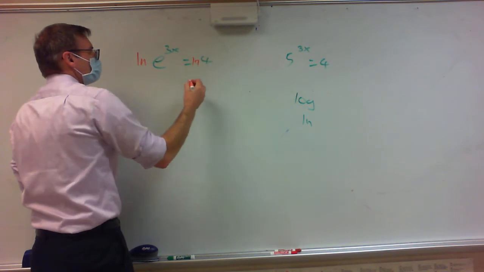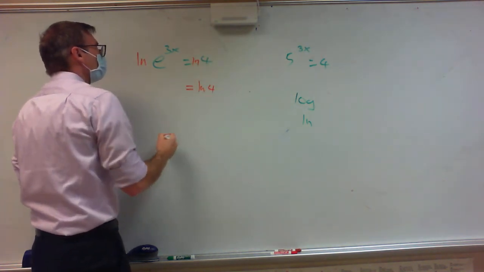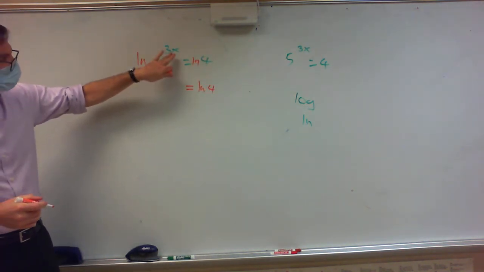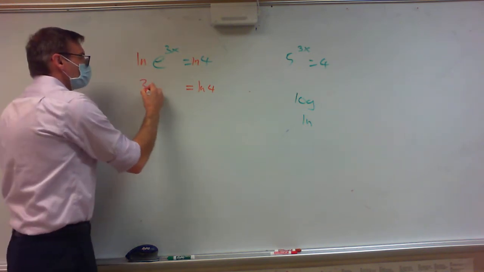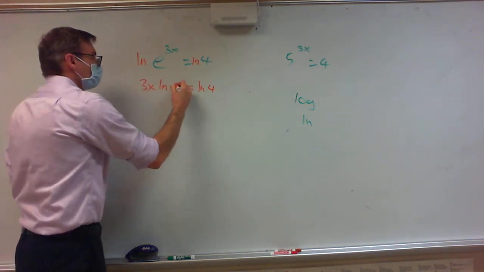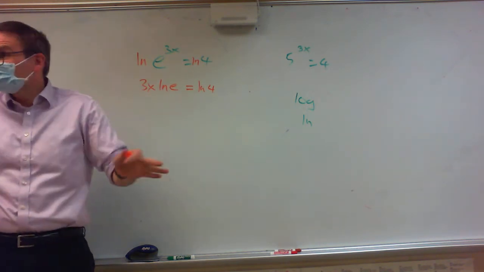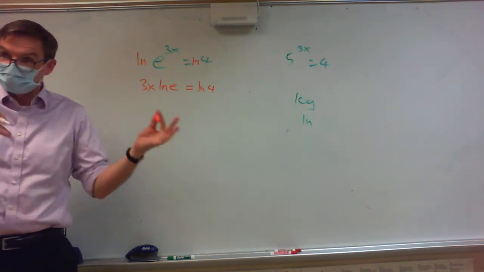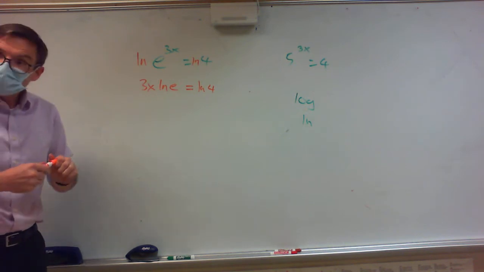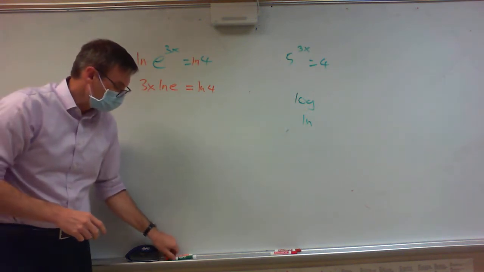So I get natural log of both sides, and I get natural log of 4. And this lets me bring my 3x down in front, so we end up with 3x times natural log of e. Is everybody okay with that step? Virtually identical to what we did yesterday and the day before, and Friday. Now, here's the part that's special.